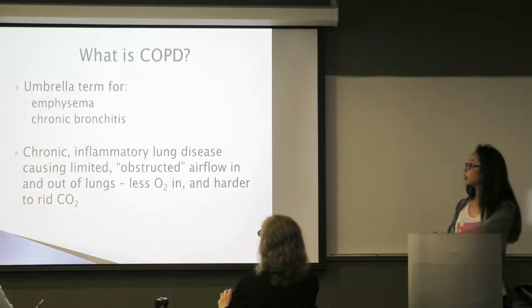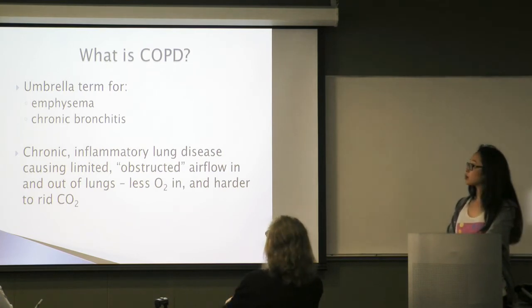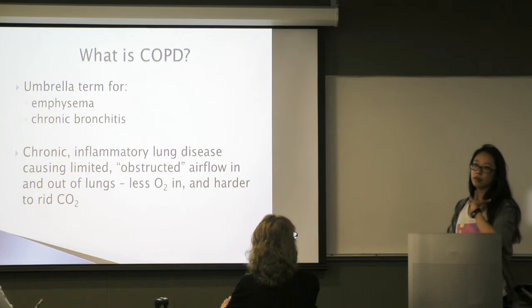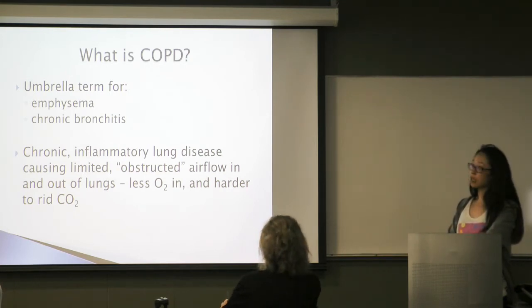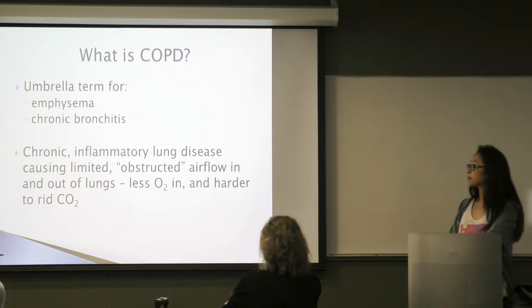Okay, now what is COPD? Chronic obstructive pulmonary disorder. So chronic because it's pretty much throughout the lifetime, not acute. Obstructive because the breathing is impacted. And pulmonary means lung. So it's really just an umbrella term for emphysema and chronic bronchitis. So if someone has either one of those, they're going to be diagnosed with COPD.